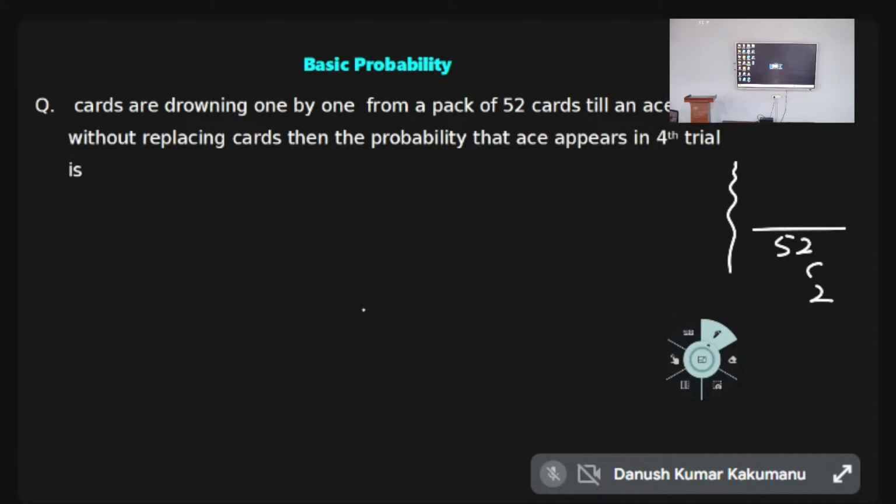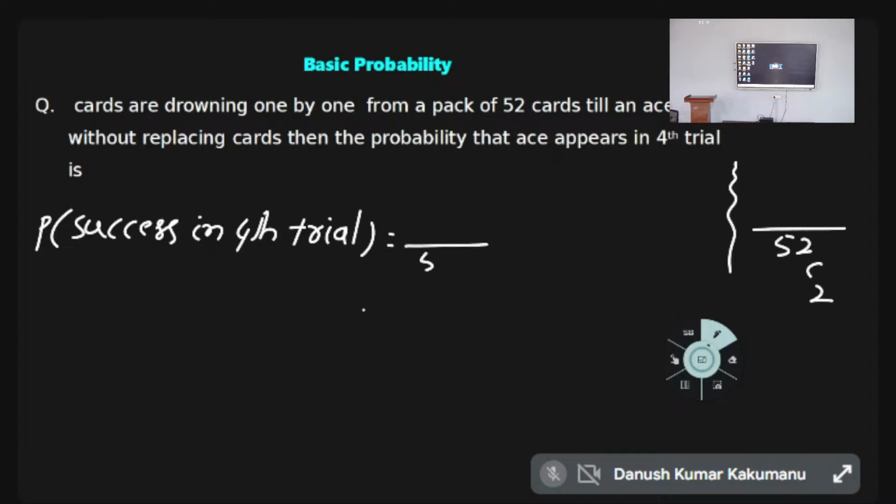I will write the direct answer with the logic only, no formulas. Probability of success in the fourth trial. What is the probability of success in the fourth trial? First time he is drawing one card, that is 52C1. Is it the denominator? One only out of 52. But NC1 value is N only, so 52C1 is 52 only. Even if you write 52, no problem.